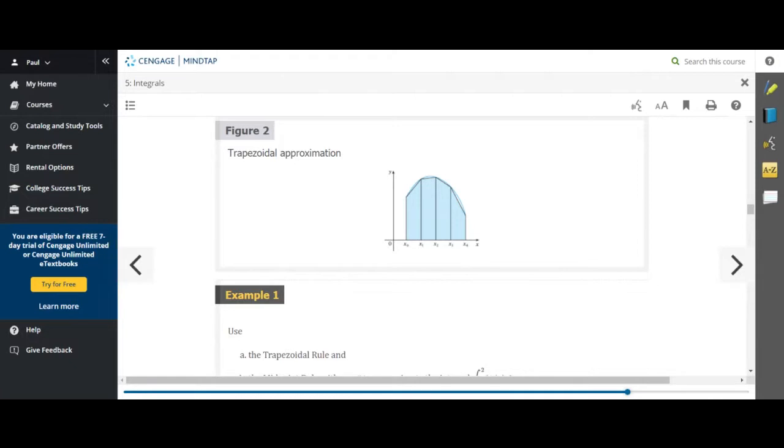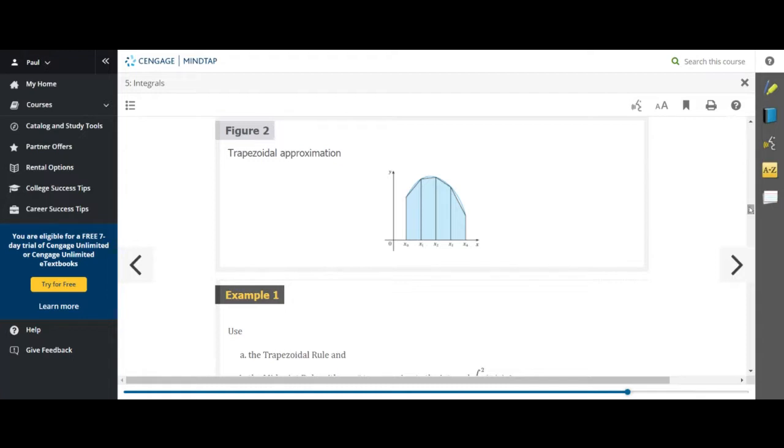1/2 times base 1 plus base 2 times height. That's correct. That's right. Good, Maria. 1/2 times the sum of base 1 and base 2, times the height. And in this case, the height would be the delta x, and the bases are the f of x sub 0 and f of x sub 1, for instance, in that first subinterval.